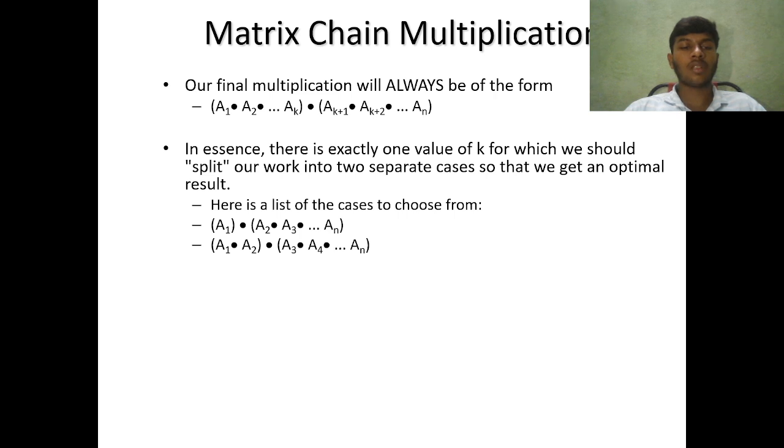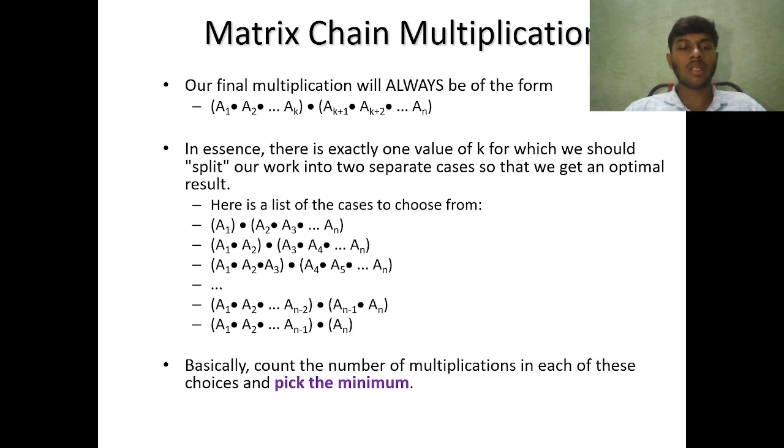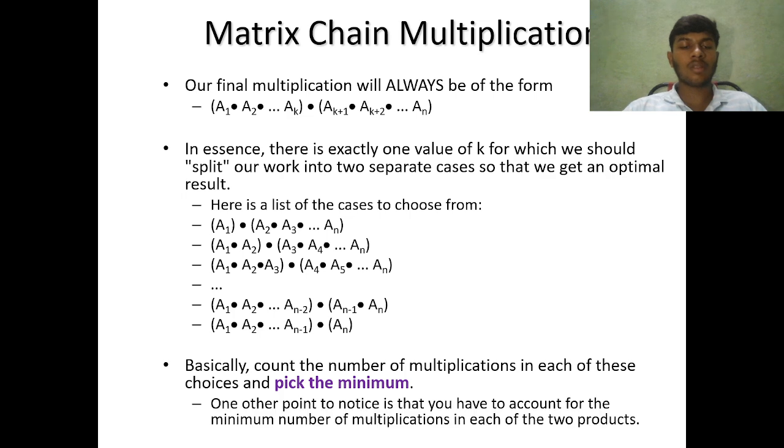A1 into A2 into A3 and so on up to AN, or A1 into A2 multiplied with A3 into A4 and so on up to AN, or A1 into A2 into A3, this result multiplied with A4 into A5 and so on up to AN. Like that we increase the split point, and we multiply the results individually. Basically, count the number of multiplications in each of the choices and pick the minimum.